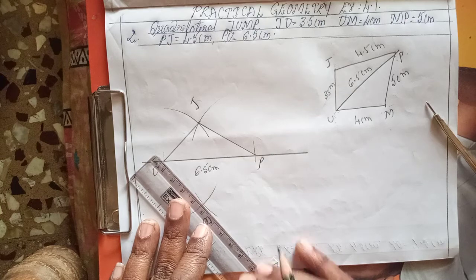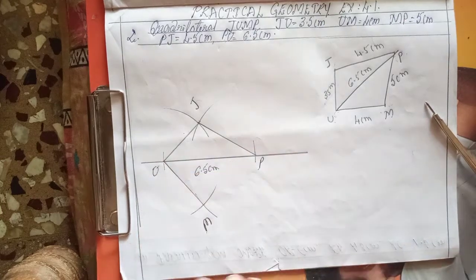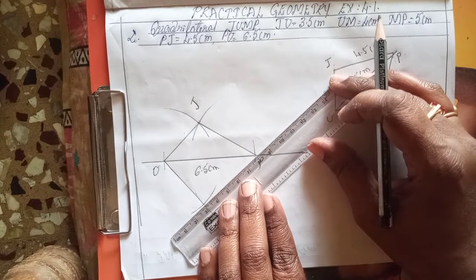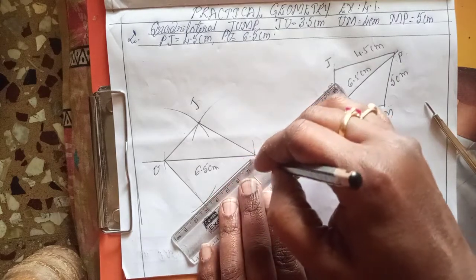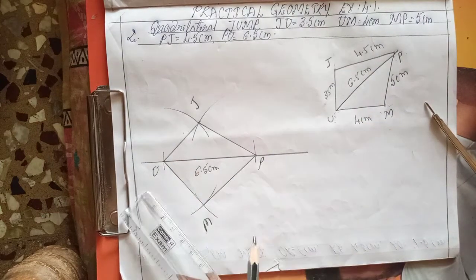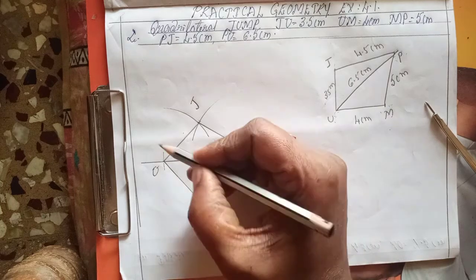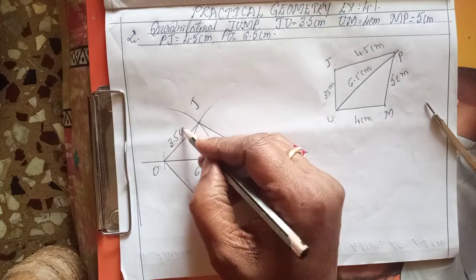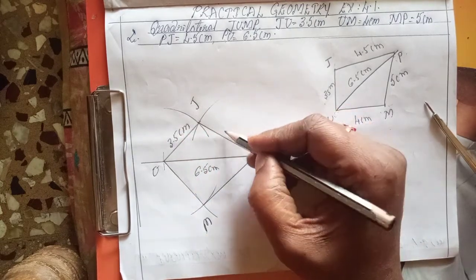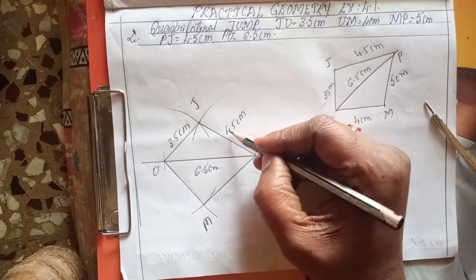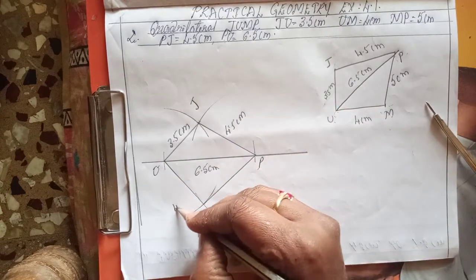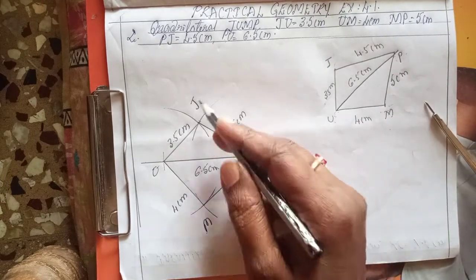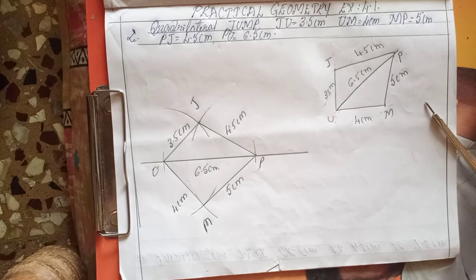Join MP and MU like this, isn't it? Students, are you getting it? Yes. Okay, now what we got? JUMP is the required quadrilateral, and give the measurements like this. UJ is equal to 3.5 centimeter, JP is equal to 4.5 centimeter, UM is equal to 4 centimeter, and MP is equal to 5 centimeter. Here JUMP is the required quadrilateral.